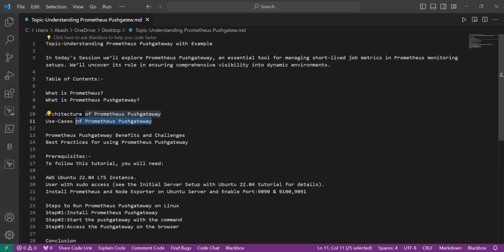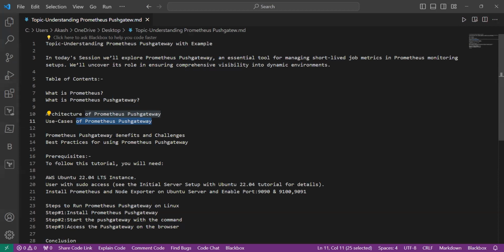Then it can be used for batch processing systems, which is commonly used to monitor metrics from batch processing systems where the jobs run periodically and need to push their metrics upon completion. Then Pushgateway can be used in dynamic environments. For any scenario where the number of targets or instances is highly dynamic and configurable, Prometheus scraping them individually is not feasible. So in this scenario, Pushgateway can be used.